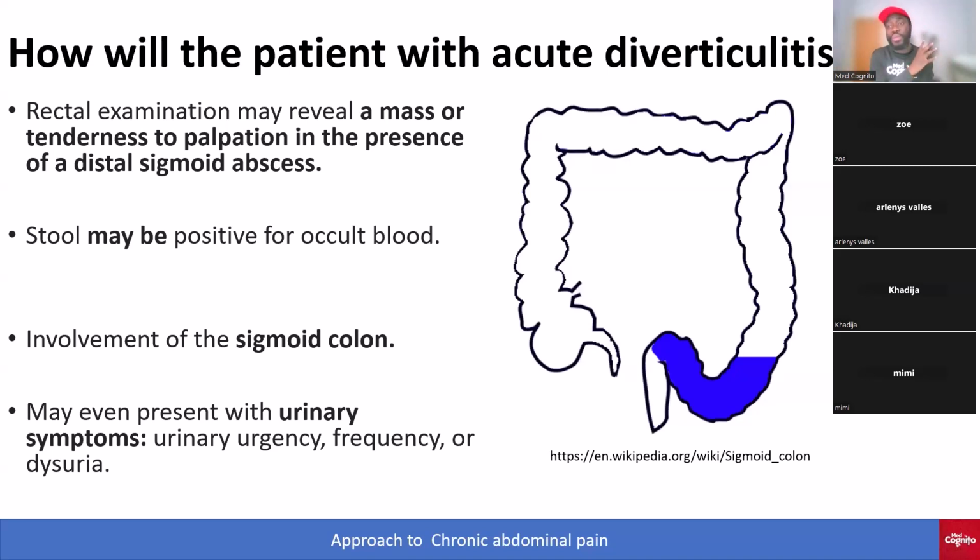So doctors, look at the various ways diverticulitis can present. Left lower quadrant pain more commonly. It can also present in the right. It can also present in the suprapubic region. It can present as a diverticular abscess, where on digital rectal exam you can palpate a tender mass. The stool may be positive for occult blood. And I said that the commonest presentation of diverticulitis is abdominal pain.